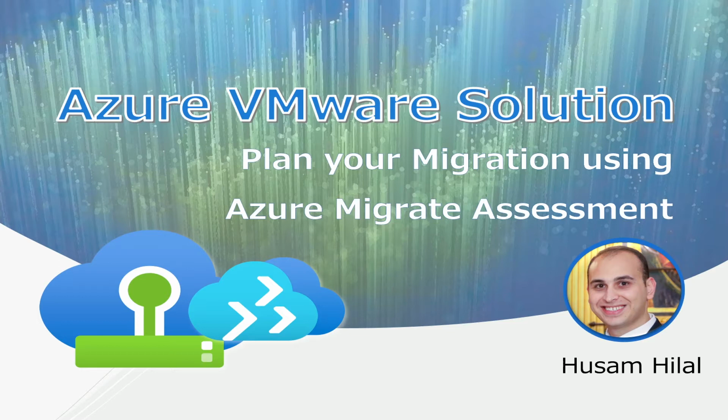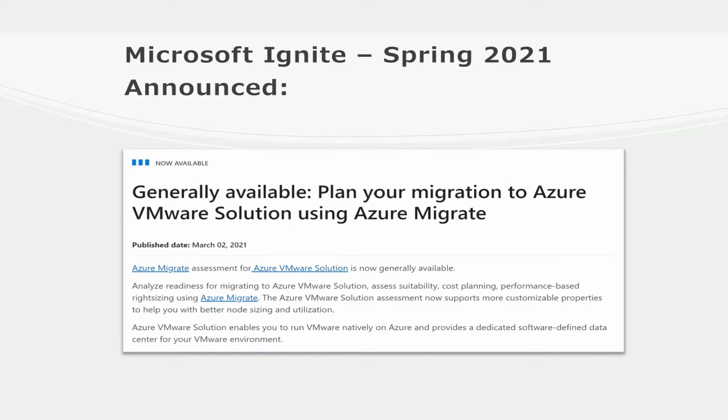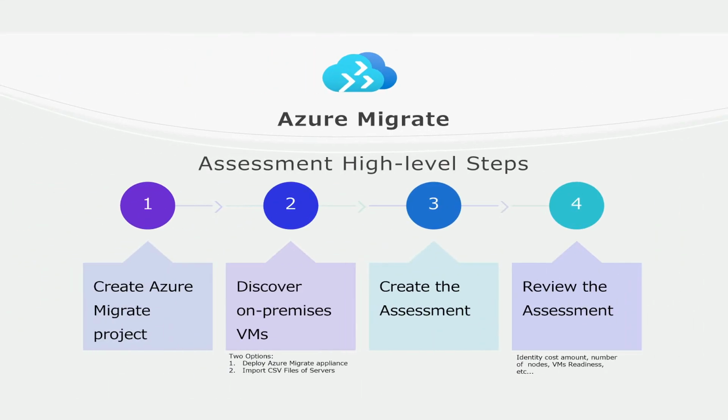Specifically, how to run server assessment for AVS future workloads. This feature was recently announced generally available at Microsoft Ignite March 2021. Server Assessment is a tool in Azure Migrate that evaluates on-premises servers and VMs before migrating them to Azure IaaS VMs or Azure VMware Solution.